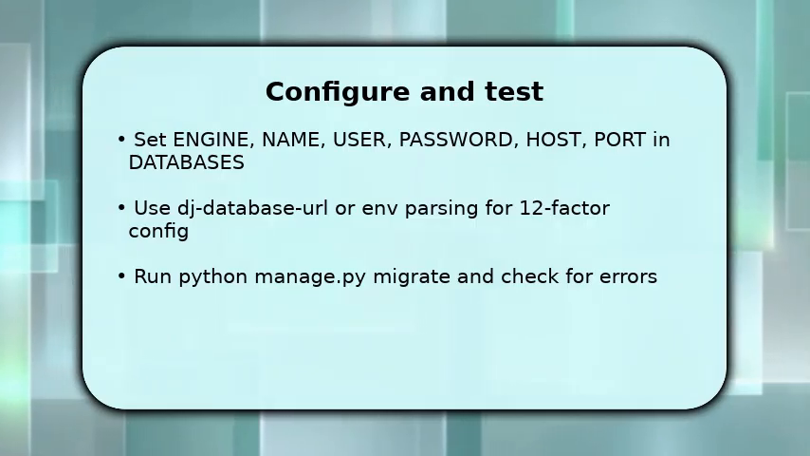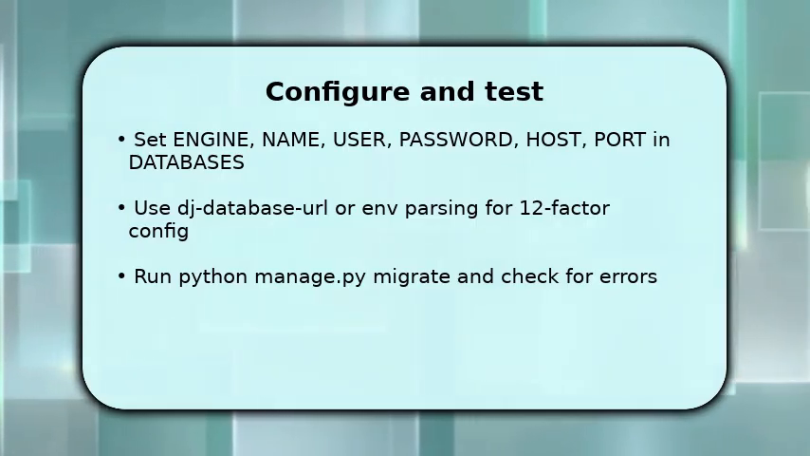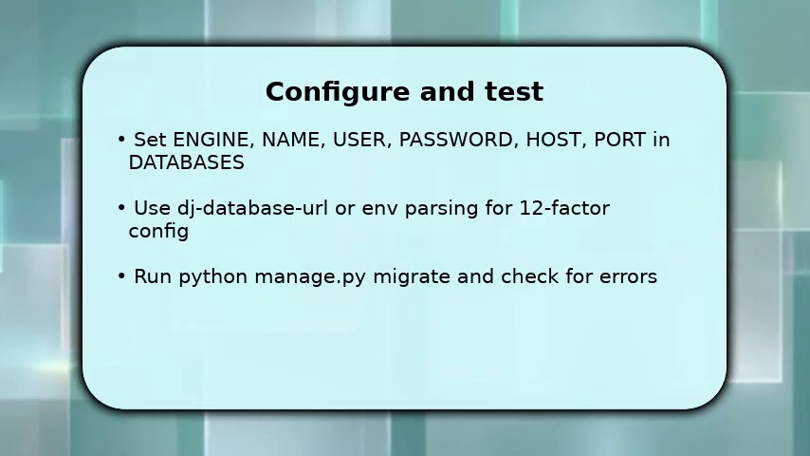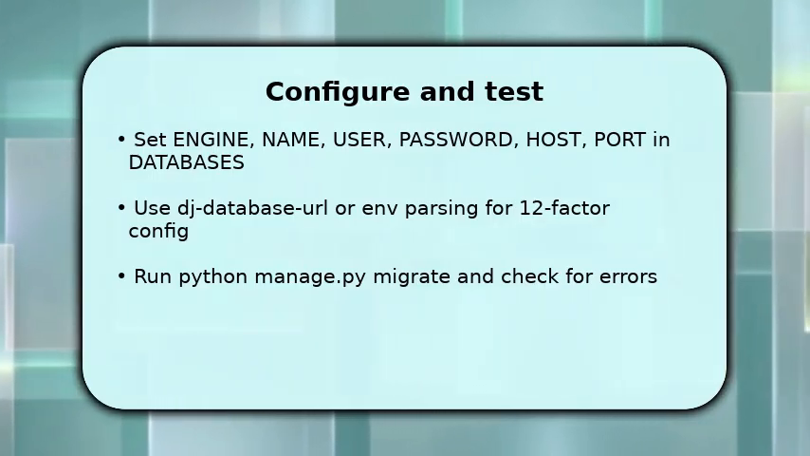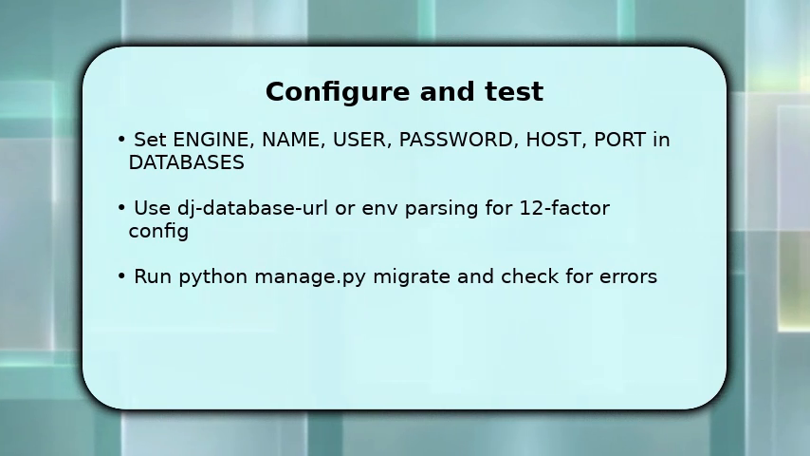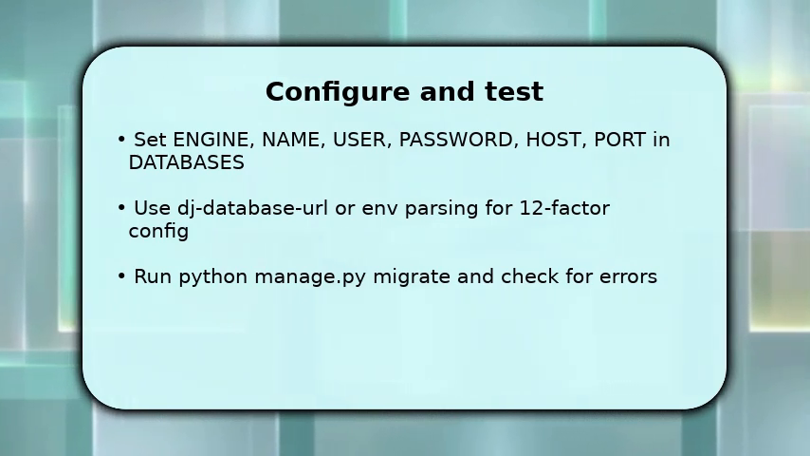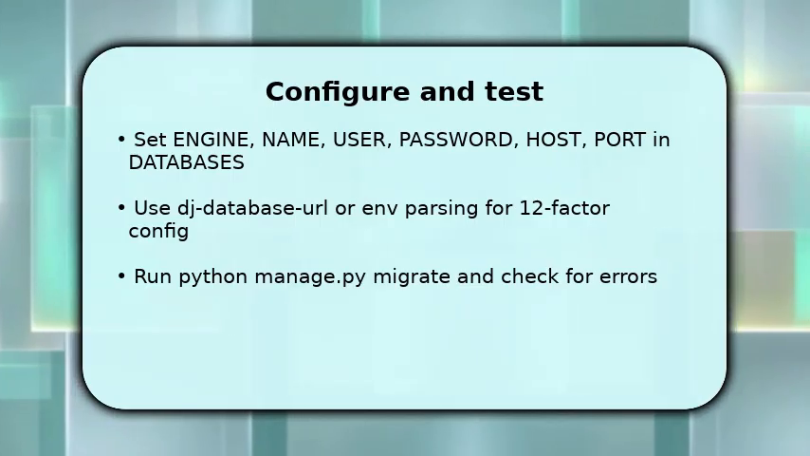Once configured, run python manage.py makemigrations, then migrate. Watch for authentication or schema errors. If migrations fail, inspect the traceback for a missing adapter or permission denied. Make sure allowed hosts and firewall rules permit DB connections.